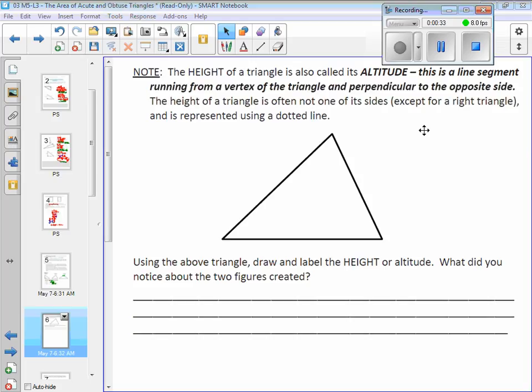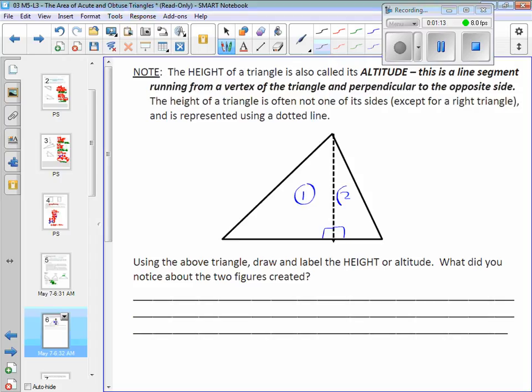Everybody do that. And it's got to form a right angle at the base. Just like that. And then make the little indication that you've created a 90-degree angle. That automatically is going to make this a 90-degree angle, right? So by drawing the altitude, we've created two right triangles. Do you agree? Yes. Let's make believe this is triangle 1 and call this triangle 2.